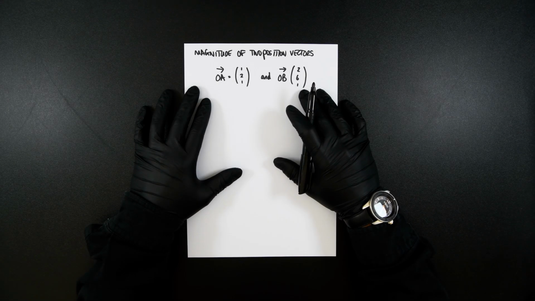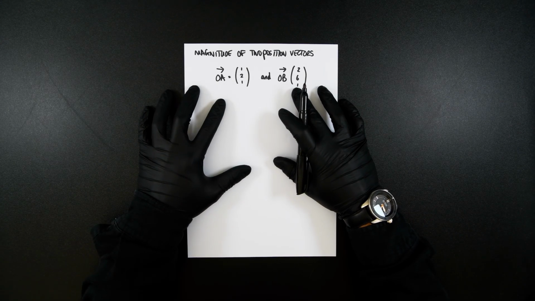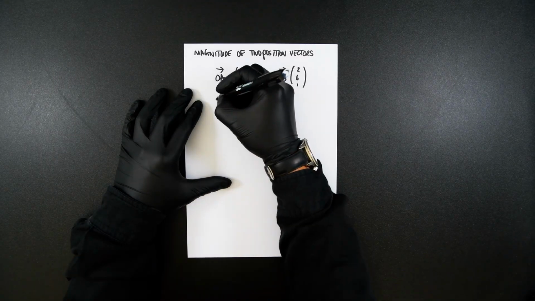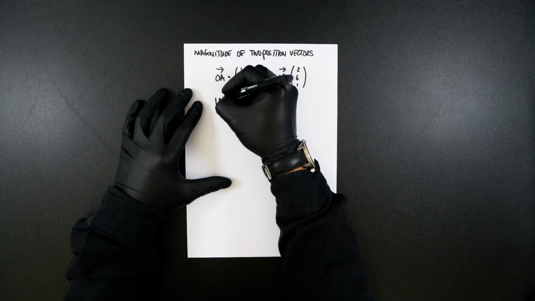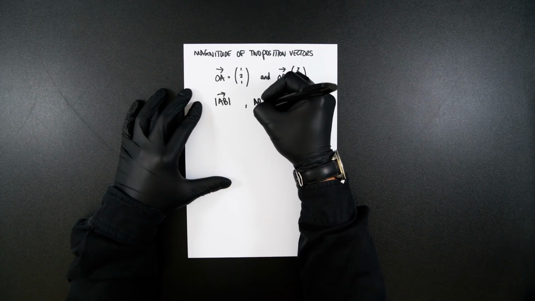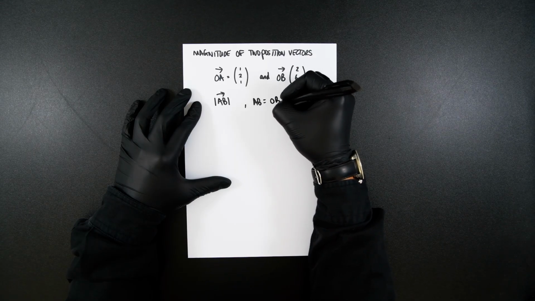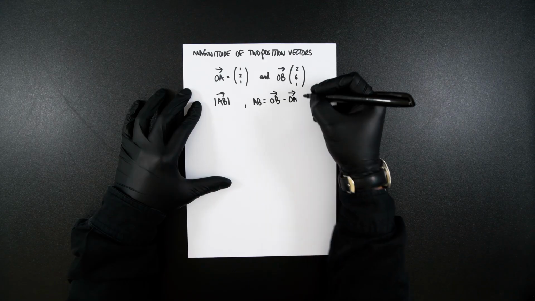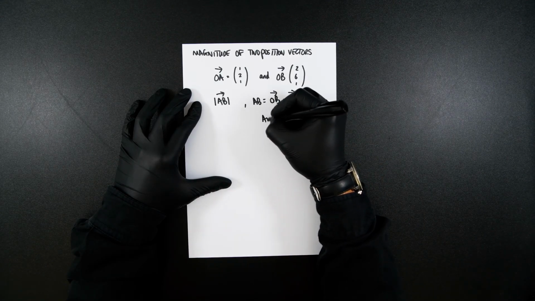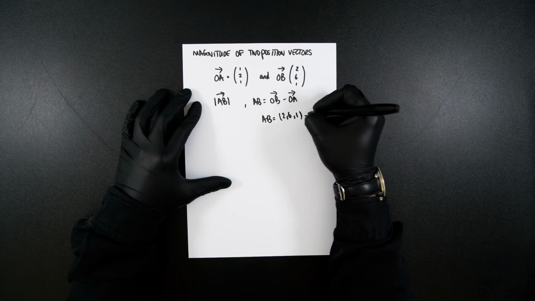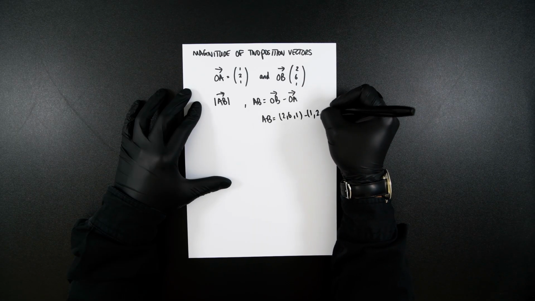So we're finding the magnitude of two position vectors, not just vectors. So we've got OA and OB. So the magnitude would be AB. So to find AB, we take the position vector of OB and subtract it from OA. So therefore, AB is going to equal (2, 6, 1) minus (1, 2, 1).